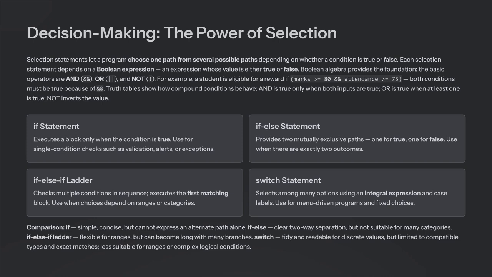Selection statements allow your code to choose different paths based on conditions. At the core is the Boolean expression, which evaluates to true or false. Using logical operators like AND, OR, and NOT, you can build complex conditions to guide your program's path.